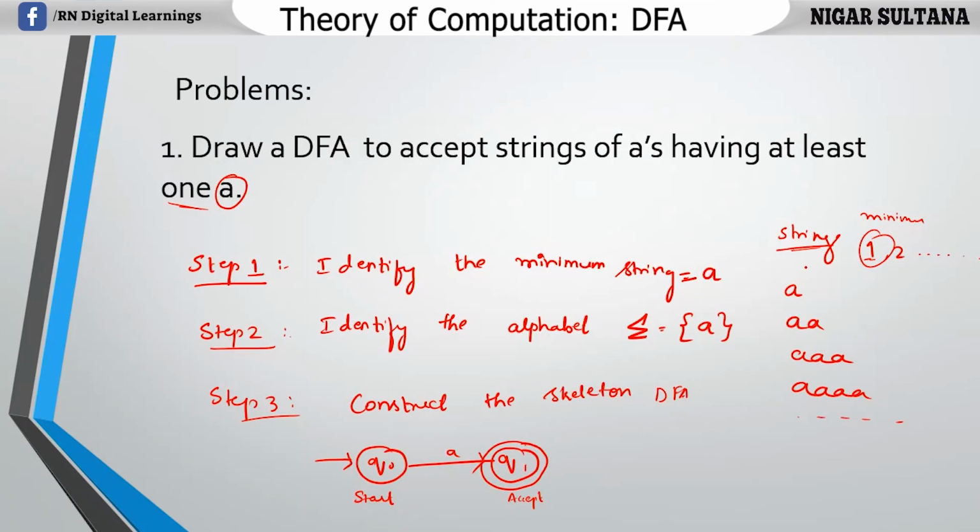Since after 1 A, there can be any number of A's, this is the minimum part of your DFA. Next, this can be any number of A's, that is, we have an infinite loop. So A is our minimum string. Now I can give a loop for this and it will become infinite, so that any number of A's can be drawn from this state.